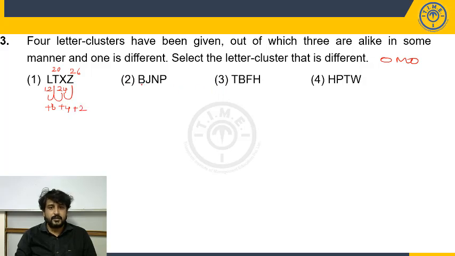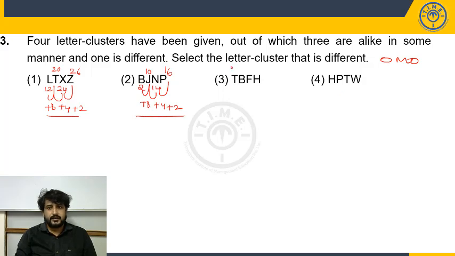Now B place value is 2, J place value is 10, N place value is 14, P's place value is 16. So 2 to 10 increased by 8, 10 to 14 increased by 4, 14 to 16 increased by 2. So in both the cases the logic is same. Plus 8, plus 4, plus 2.